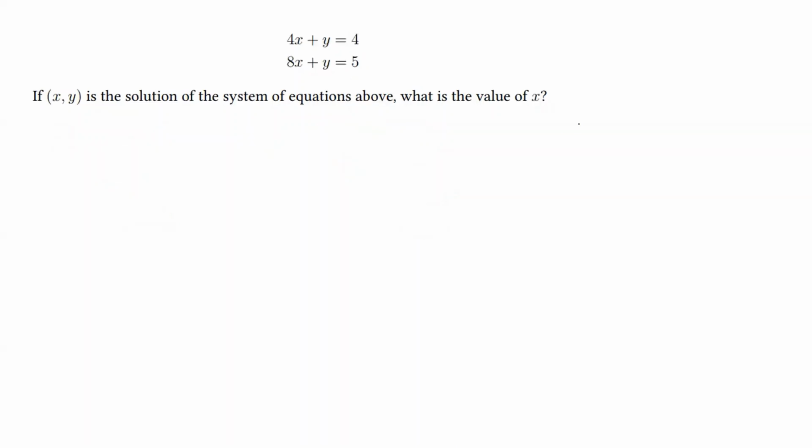In this case, we want to find the value of x. Notice that they have given plus y and plus y. Subtracting these equations will get rid of the y's and leave us with only x's. 4x minus 8x is minus 4x. The y's are eliminated, and 4 minus 5 is minus 1. Thus, x is equal to 1/4.